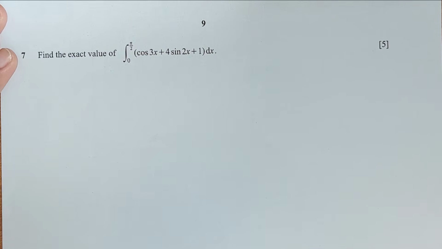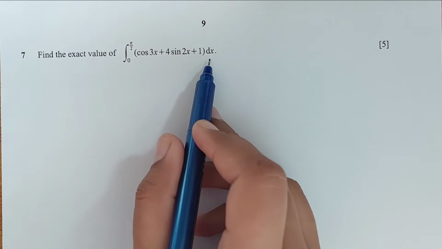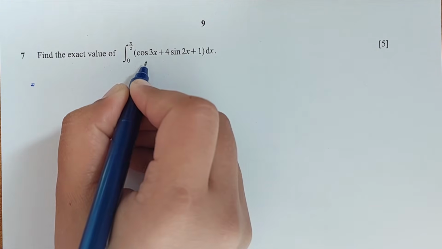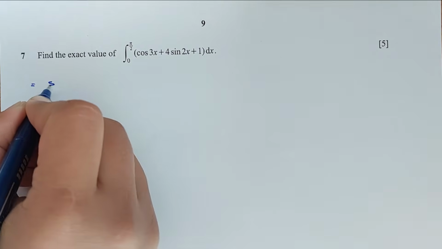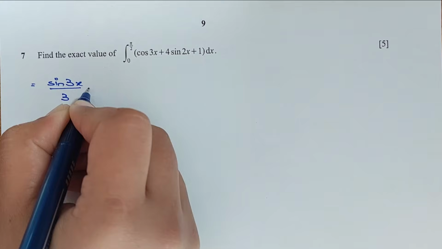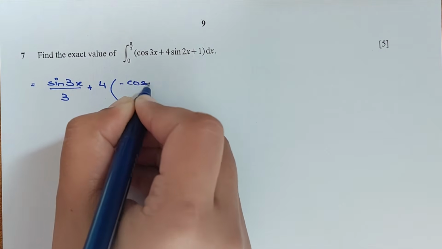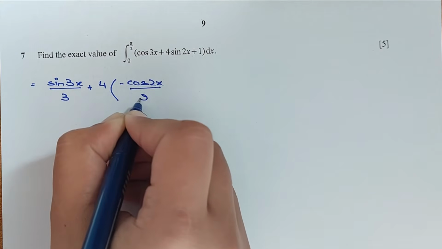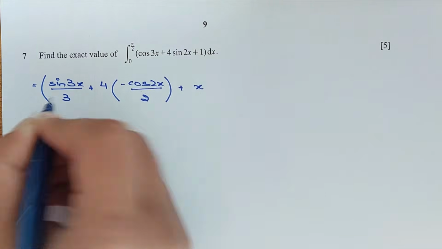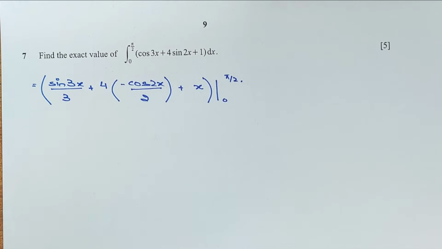Question number 7, find the exact value of this integral. It's a definite integral, so we have to do the integration for all the functions. The integration of cos 3x is sine 3x over 3, plus 4 times the integration of sine 2x, which is minus cos 2x over 2, and the integration of 1 is just x. The limits are 0 to pi by 2, right?